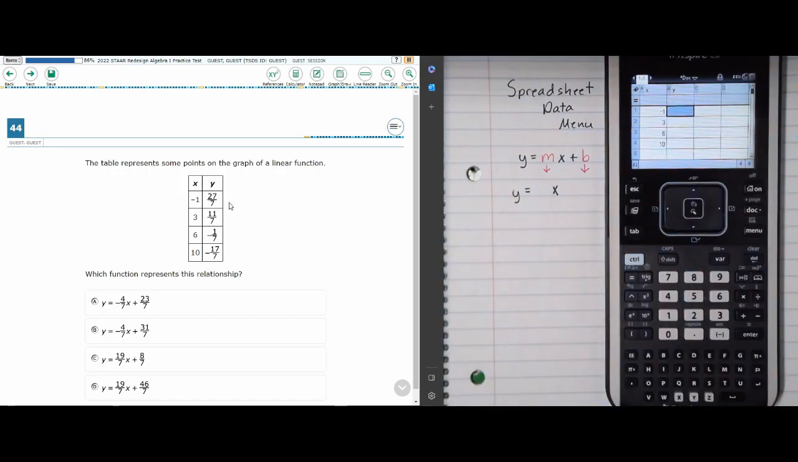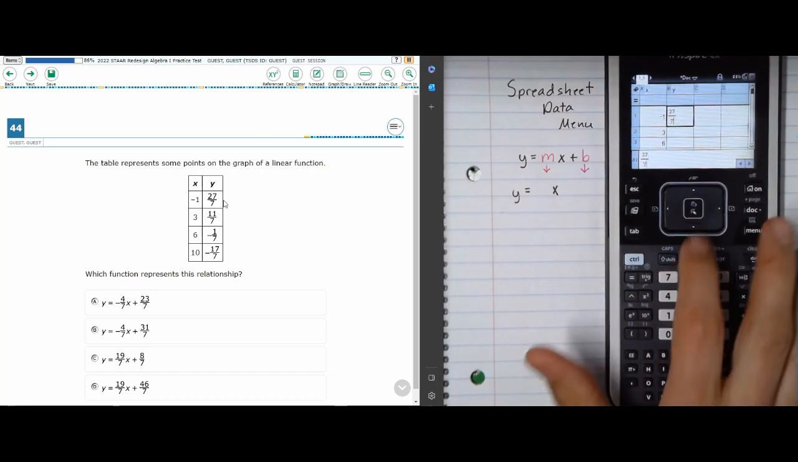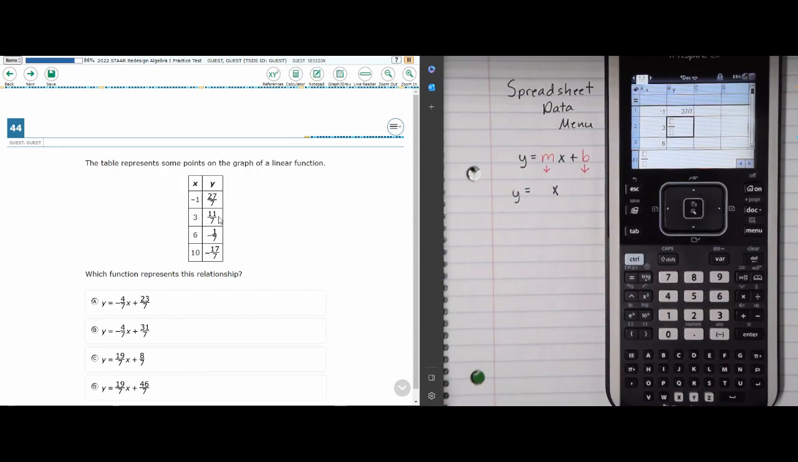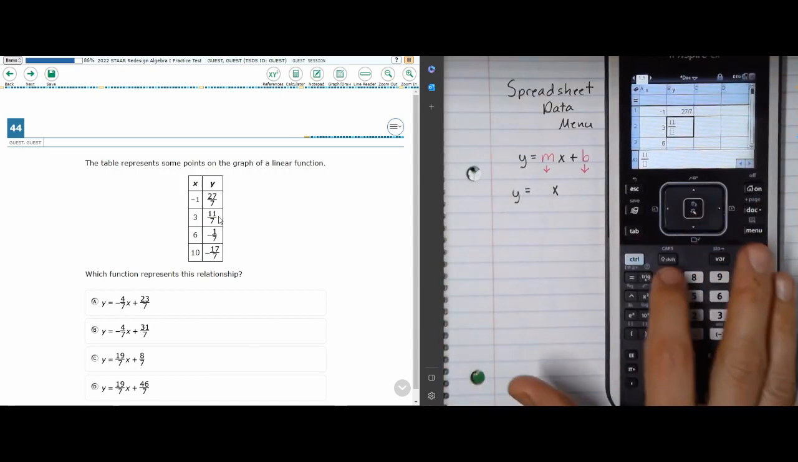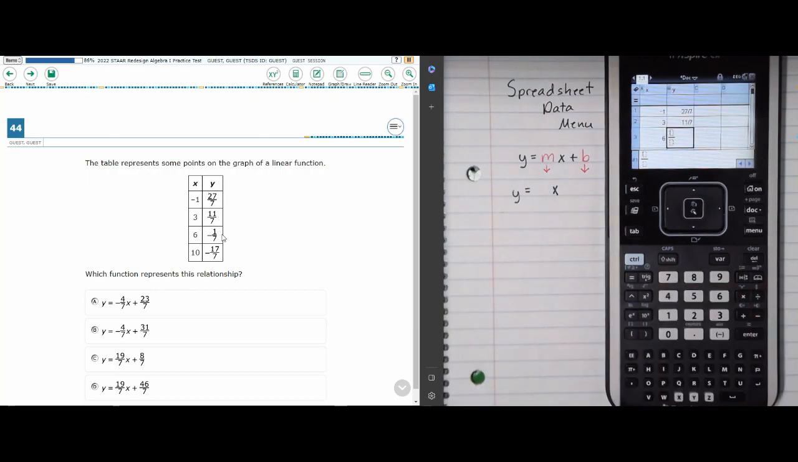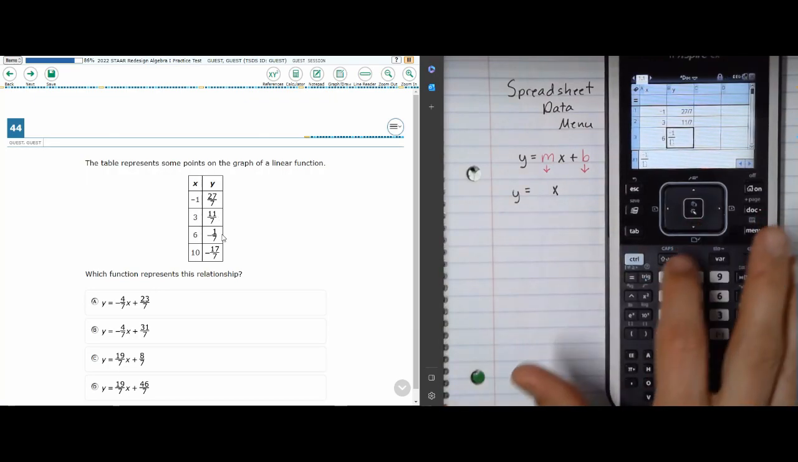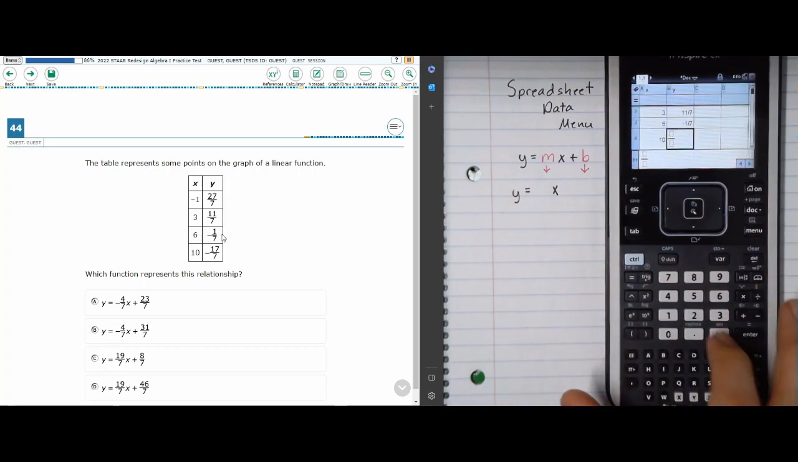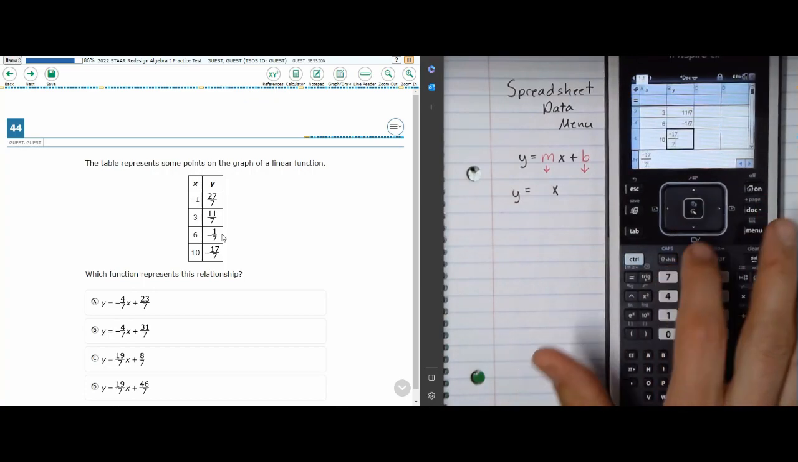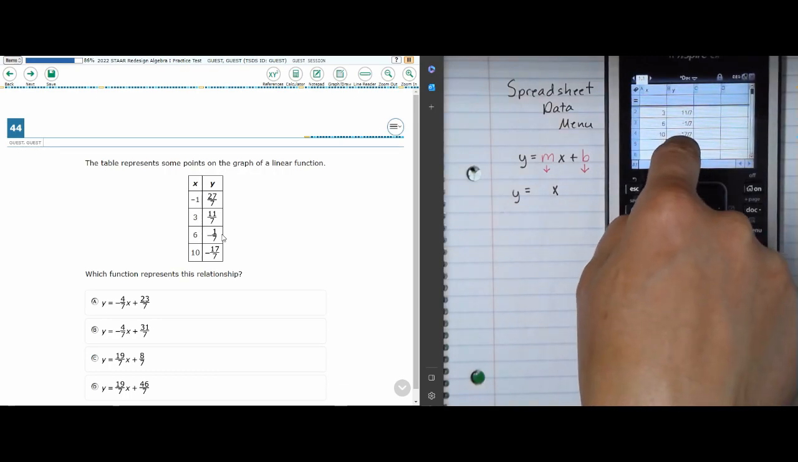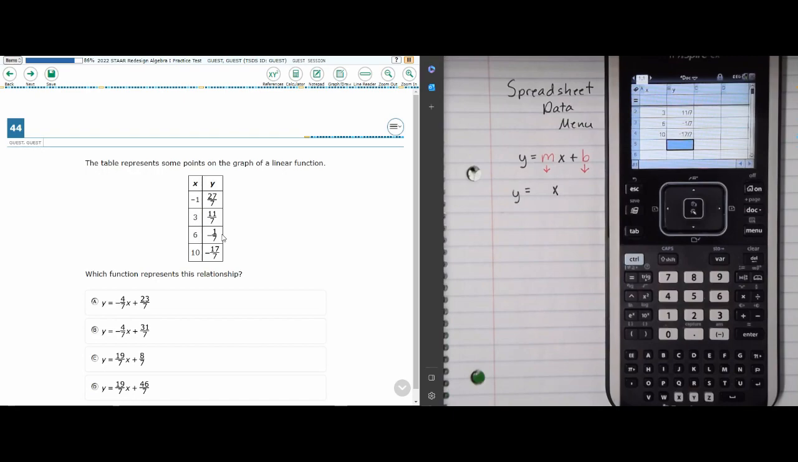And for my Y values, I have 27 over 7. Put my fraction bar. And my next one is 11 over 7. And the next one is -1 over 7. And the last one is -17 over 7. So notice it didn't let me put my fraction bar in. When I click down, it just changes it to a regular division symbol, right?